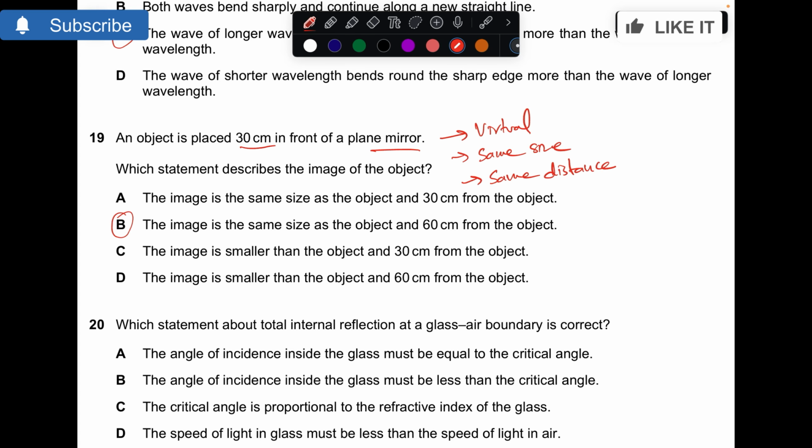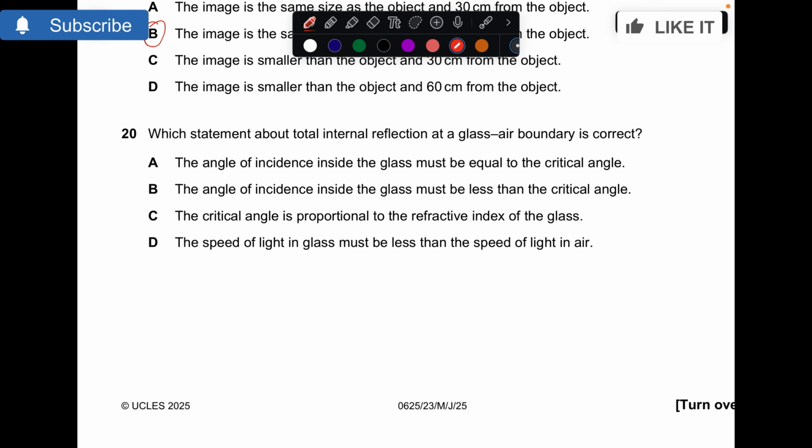Okay. So in question 20, which statement about total internal reflection at a glass-air boundary is correct? The angle of incidence inside the glass must be equal to the critical angle. It's not mandatory. The angle of incidence inside the glass must be less than the critical angle, not mandatory. The critical angle is proportional to the refractive index of the glass. This is also not mandatory.